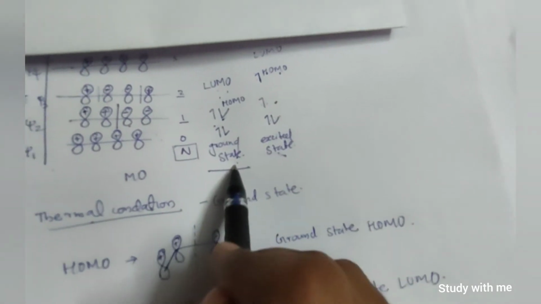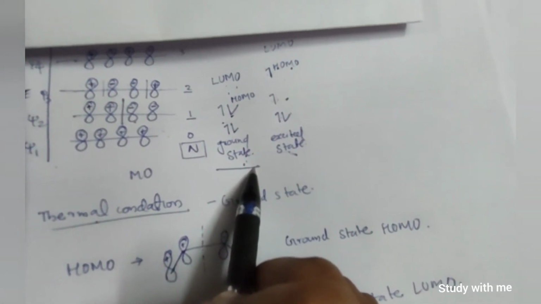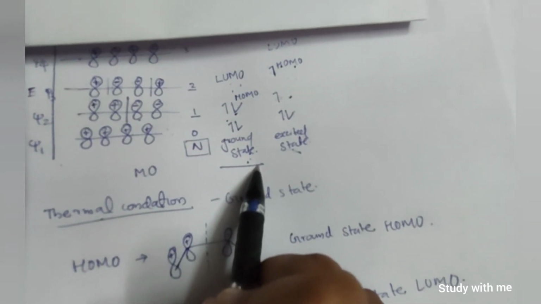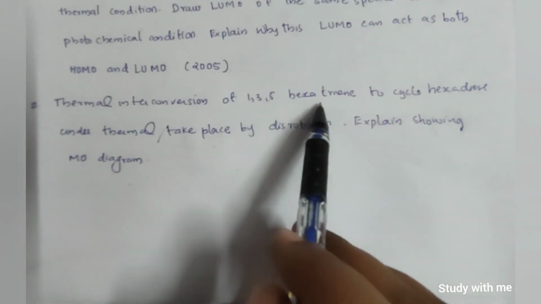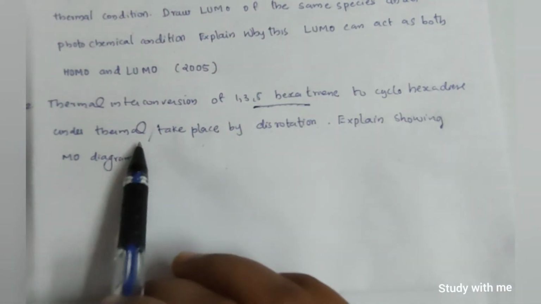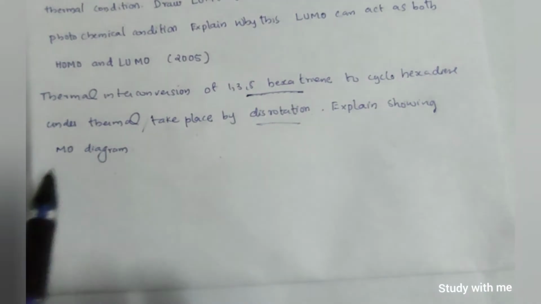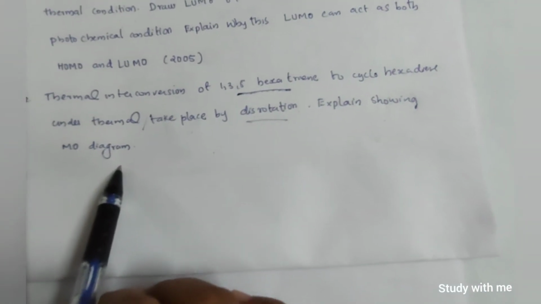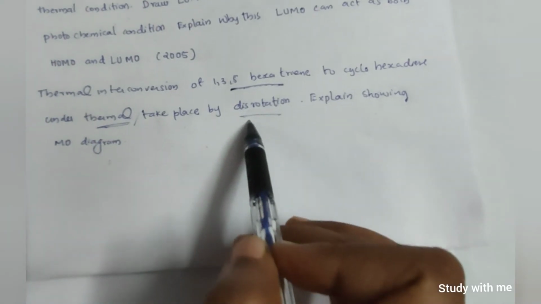So we have completed one question from the previous year question paper. Next question. In the next question, the thermal interconversion of 1,3,5-hexadiene to cyclohexadiene under thermal condition takes place by disrotation. Explain showing the MO diagram. So we have to draw the MO diagram under thermal condition and show the disrotation. So let's get started.